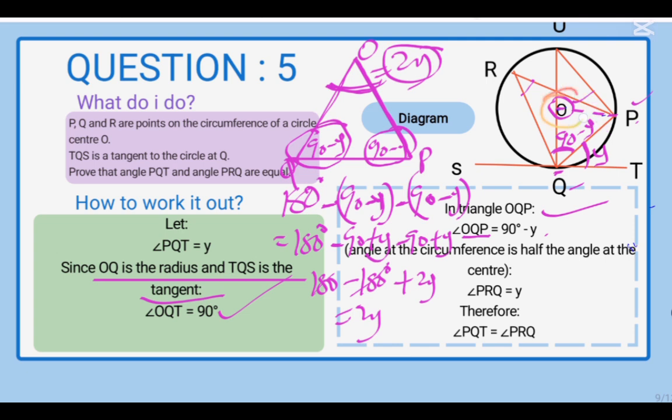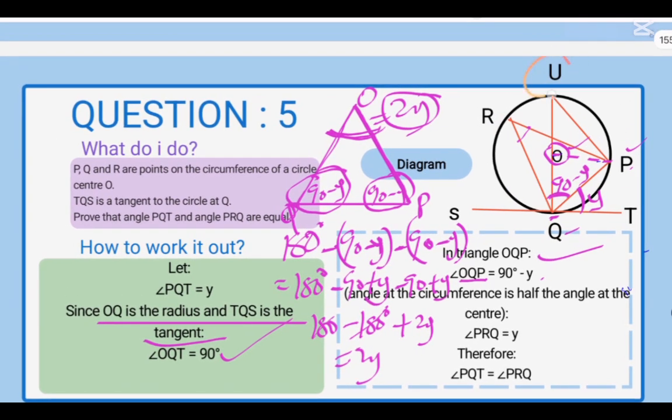If angle O is 2y, that is an angle subtended at the center of the circle, right? Any other angle subtended at the circumference by the same arc, look at it, they are all subtended by the same arc. Angle QRP is subtended by the same arc. Angle QUP is also subtended by the same small arc. That means they will be half, which is y and y.